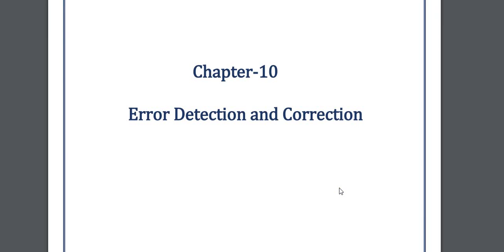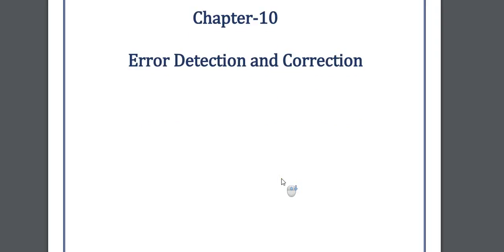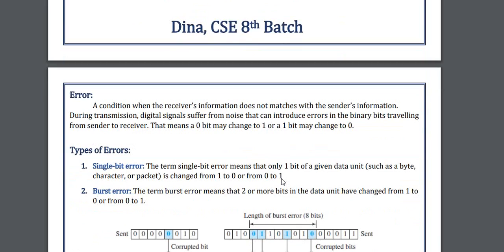Hello everyone. Today we will discuss error detection and correction. Now we are in chapter 10 of data communication. So moving on, errors. Everyone knows what an error is: a condition where the receiver's information does not match the sender's information is known as an error.